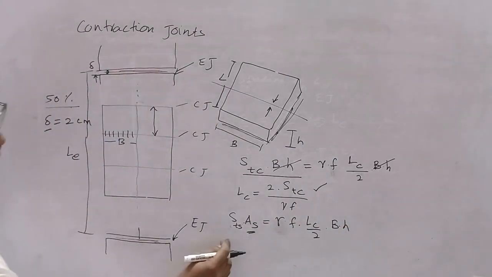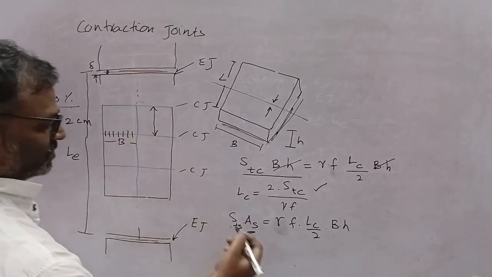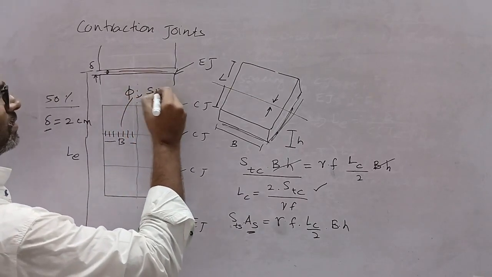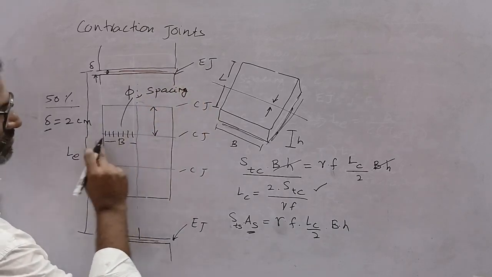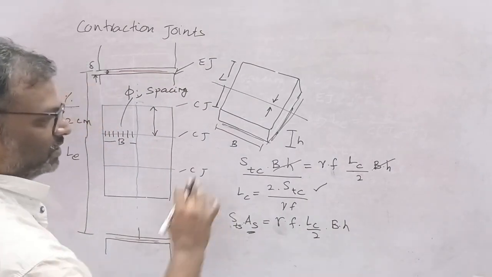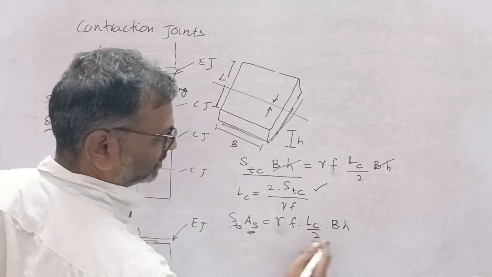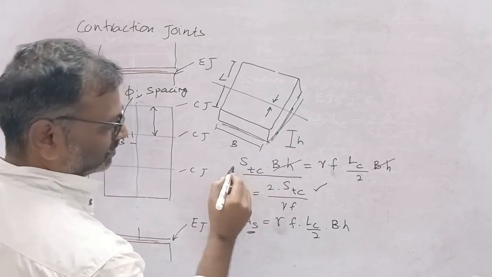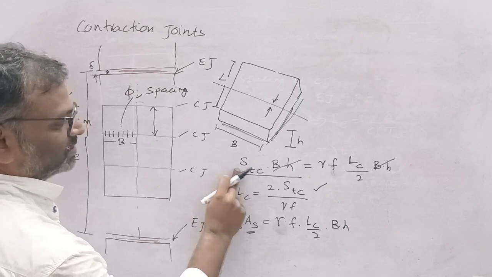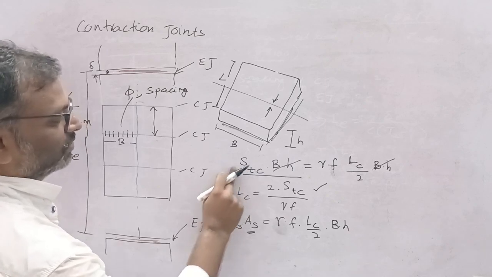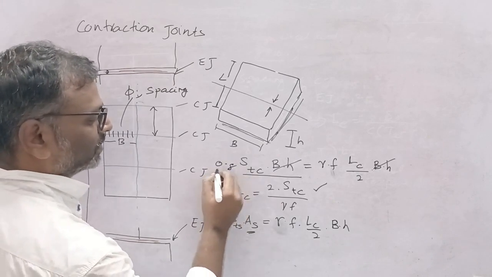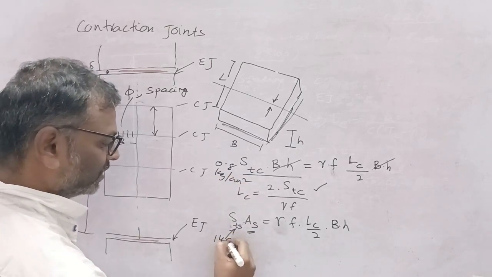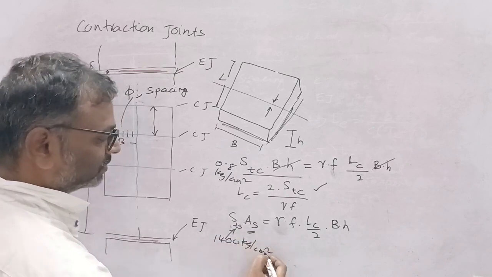Right? So for the area of steel, you assume some diameter and spacing, find the total area of steel, and use this equation. By using this equation you find the length of this contraction joint. And what is this? We know concrete has very low stress, that is 0.8 kg per centimeter square. Similarly here, steel can go up to 1400 kg per centimeter square.